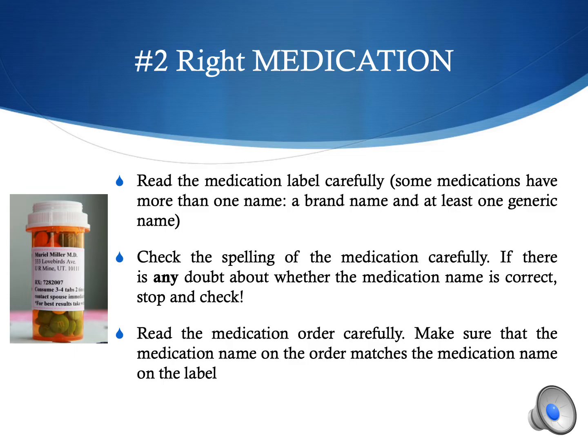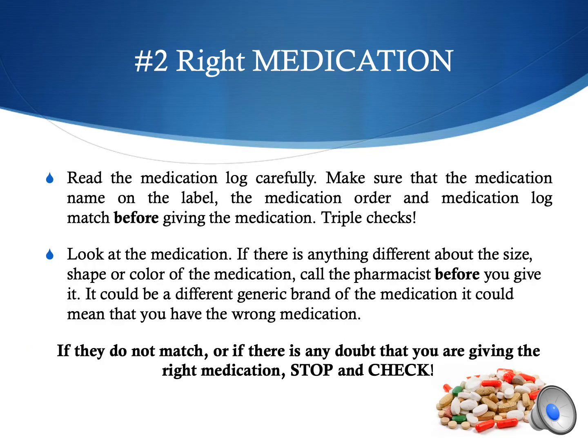Number 2, the right medication. Read that medication label carefully because some meds have more than one name, a brand name and at least a generic name. Check the spelling carefully. If there is any doubt at all about whether the medication name is correct, stop and check. Read the order carefully. Make sure the name on the order matches the name on the label. When it comes to the right medication, you cannot stress this step enough.